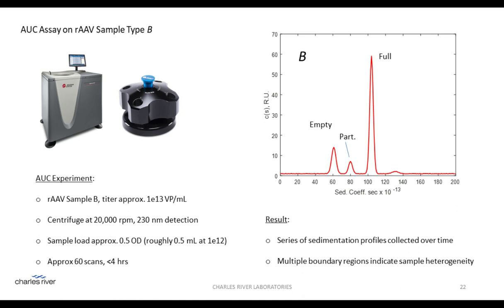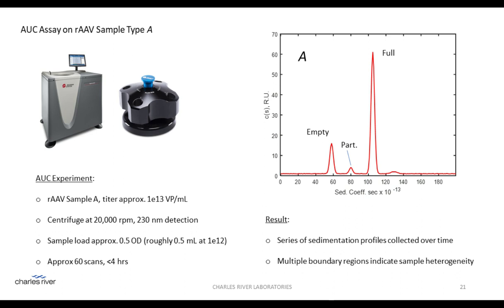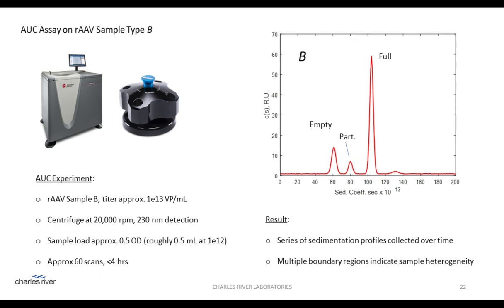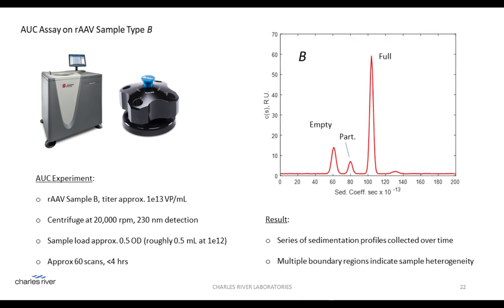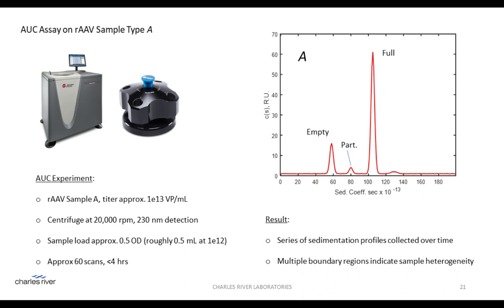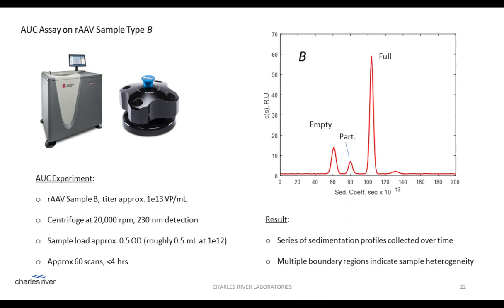But nevertheless, what's clear from these two AUC assays is that the method is capable of resolving and quantifying the relative abundance not only of empty and full, which it does quite well, but even intermediates with excellent baseline resolution. And clearly, AUC can discern the difference between relatively small percent abundances, as I illustrate here in the partial peak, which has a very distinctive difference between its relative abundance in sample A and in sample B.